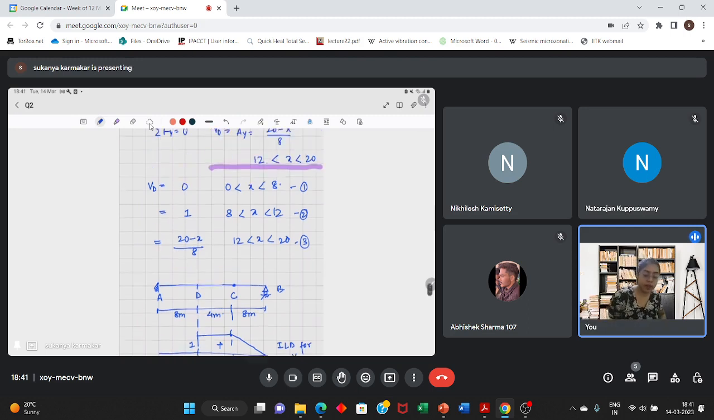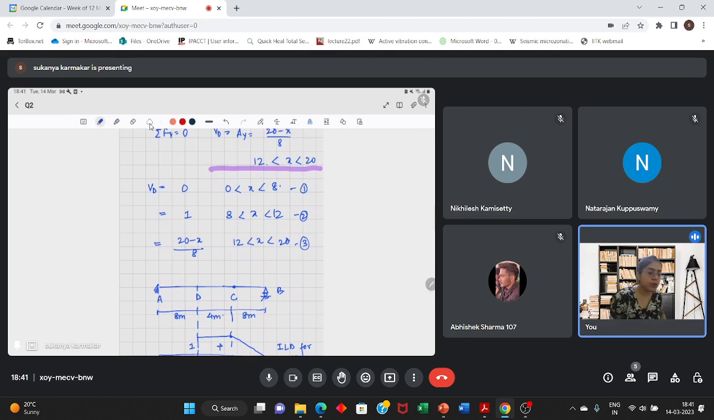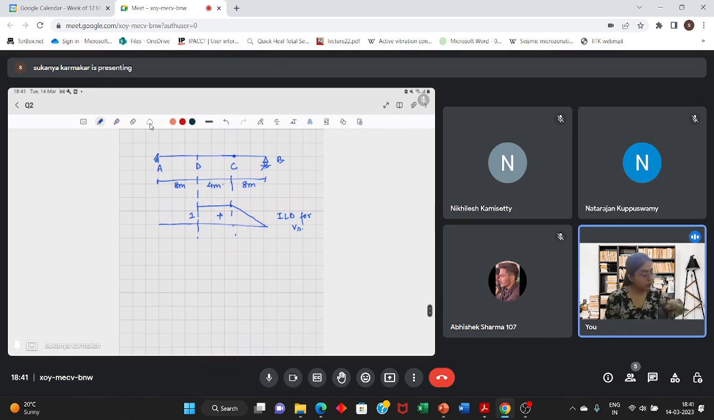You could have arrived at the same ILD using the Mueller-Breslau principle. So let's have a look at that also. In the Mueller-Breslau principle, what do you do? You release the restraint at that point and provide a unit movement. Since you are drawing the ILD for shear force, what does shear force resist? It resists the shearing motion. So here you are allowing the shearing motion and the sliding here.